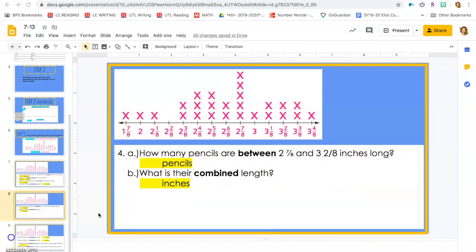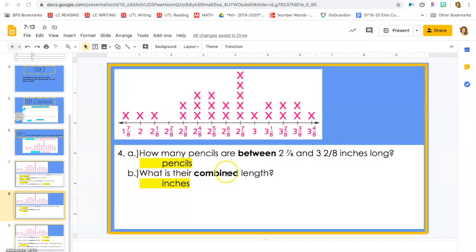Great job. Number 4, how many pencils are between 2 7/8 and 3 2/8 inches long? And the second part of the question is, what is their combined length? Pause your video and try to solve these two problems.